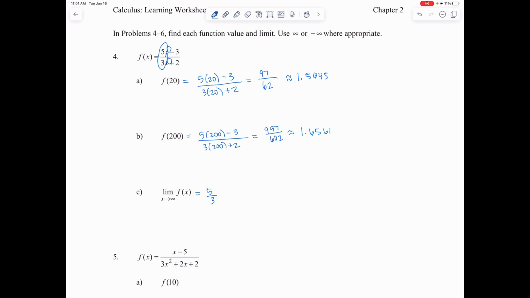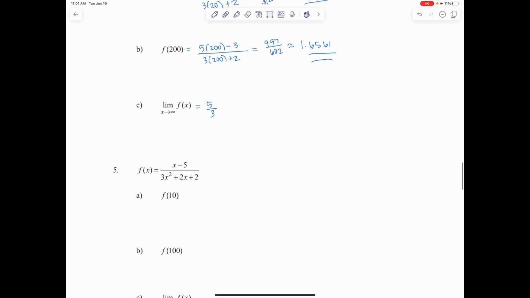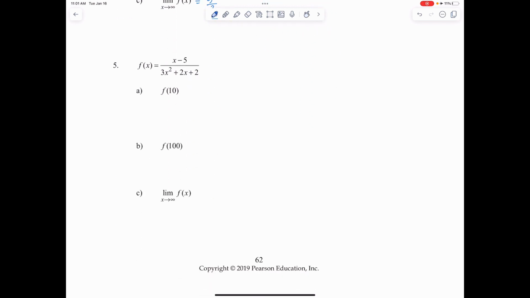And if we do 5 divided by 3, it's 1.6 repeating, which is exactly what we were seeing happen. So that's really cool to see the property actually play out like that. I think that's cool. Okay, let's do another.